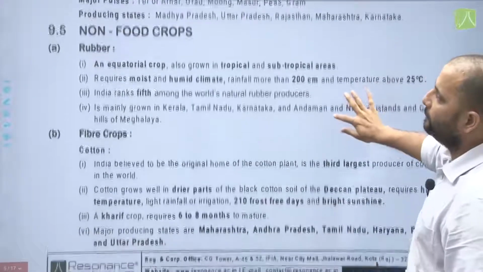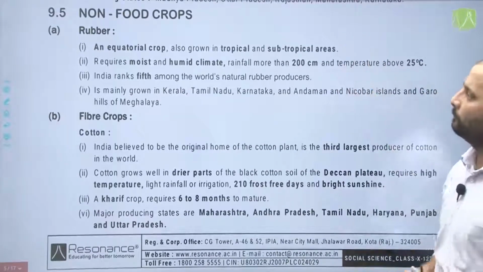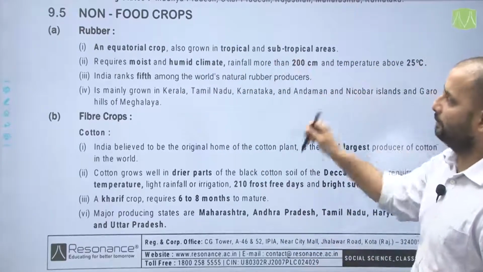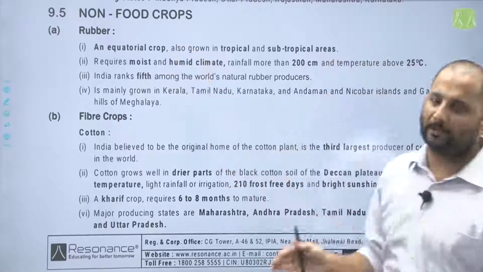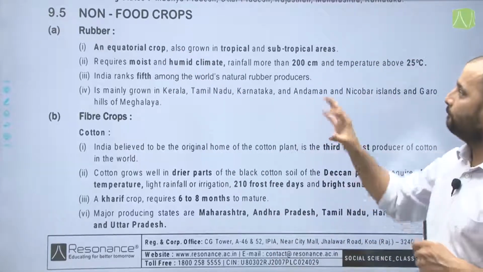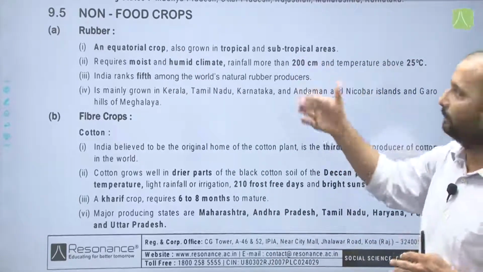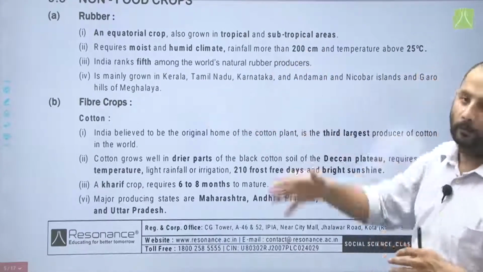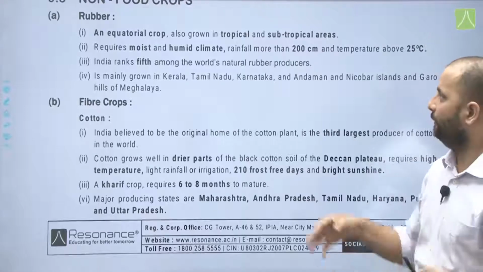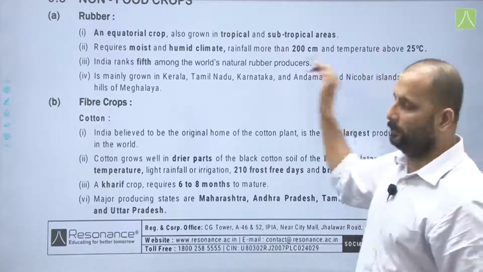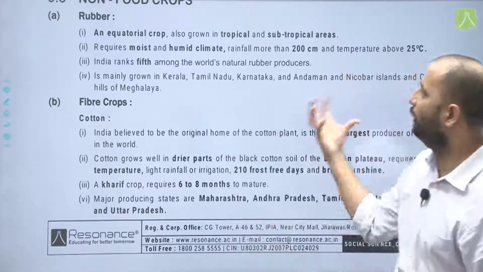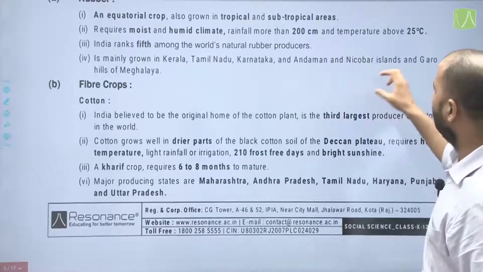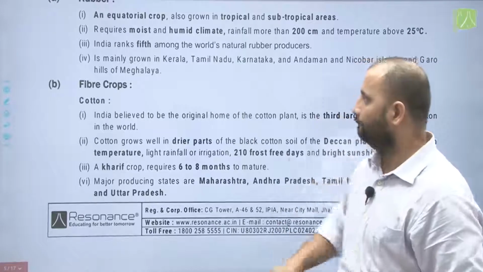Coming to non-food crops, rubber is an equatorial crop also grown in tropical and subtropical areas. It requires a moist and tropical or humid climate and rainfall of more than 200 centimeter. So, probably you will find that it is grown in Kerala, Tamil Nadu, regions of high or heavy rainfall in India, and temperature about 25 degrees Celsius. India ranks 5th among the world's natural rubber producers. Producing regions are Kerala, Tamil Nadu, Karnataka, Andaman and Garo hills of Meghalaya.